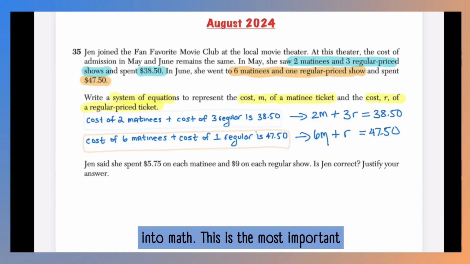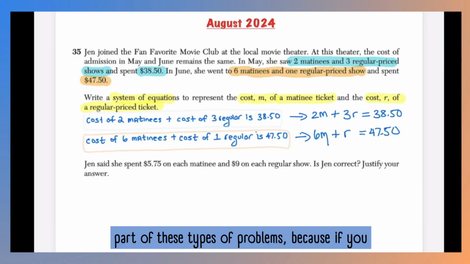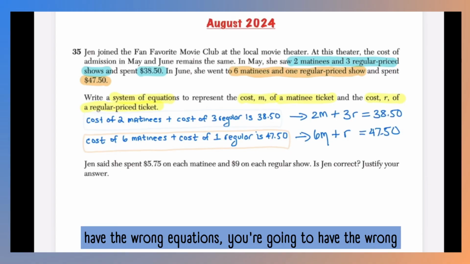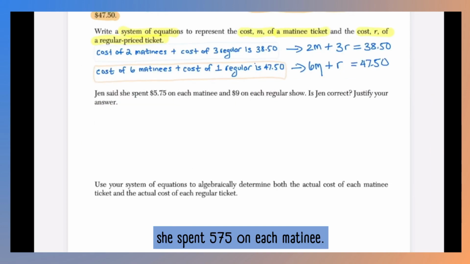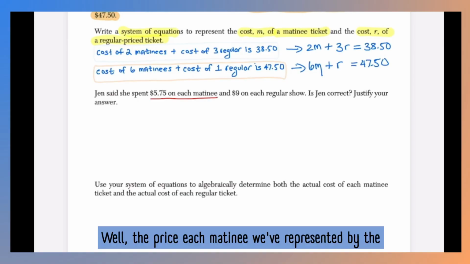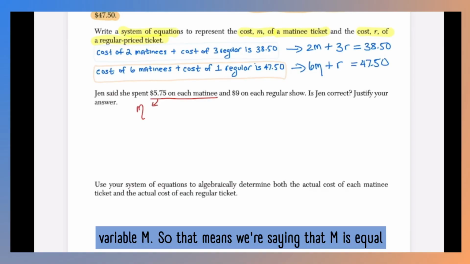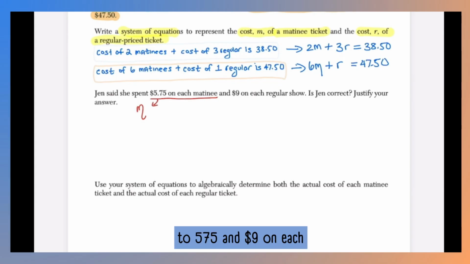math. This is the most important part of these types of problems, because if you have the wrong equations, you're going to have the wrong answer at the end. Second part says, Jen said she spent $5.75 on each matinee. Well, the price of each matinee we've represented by the variable M. So that means we're saying that M is equal to $5.75.